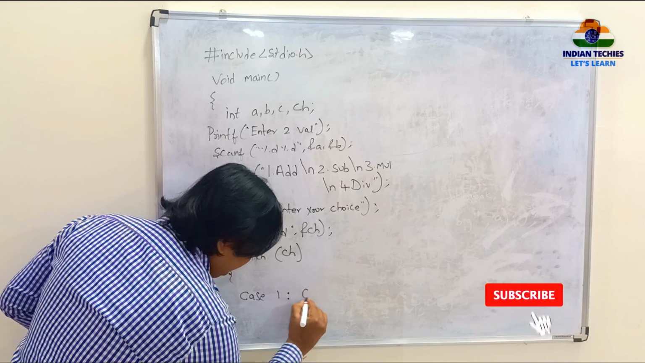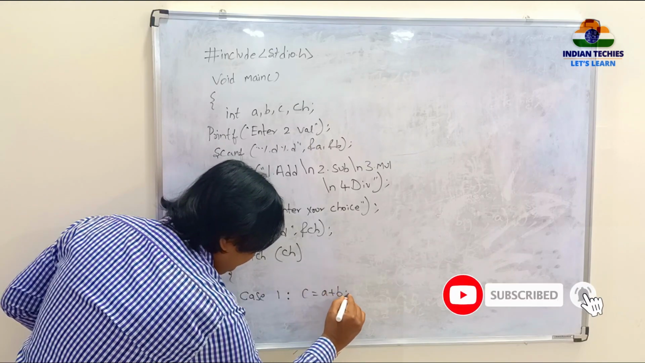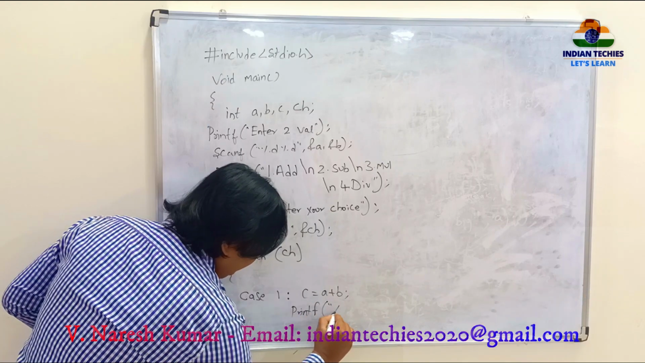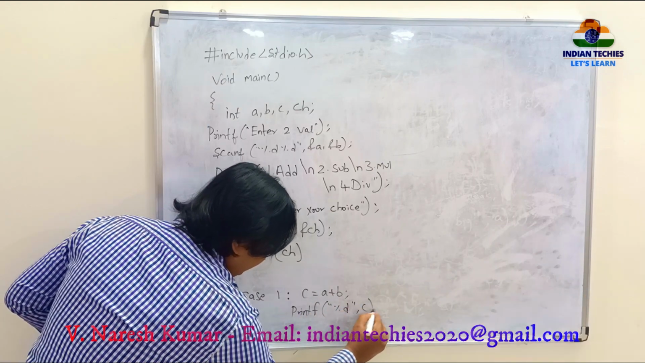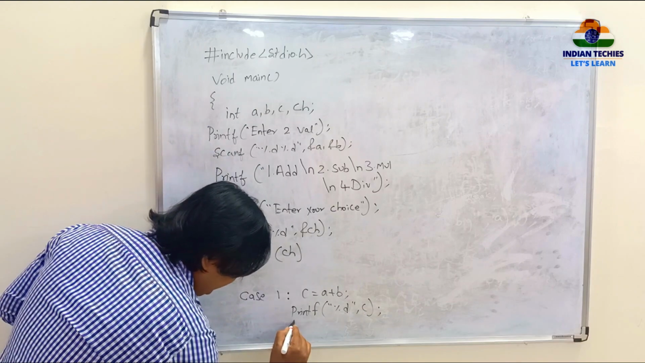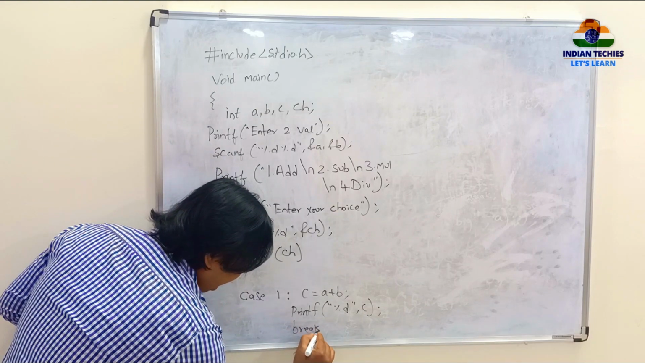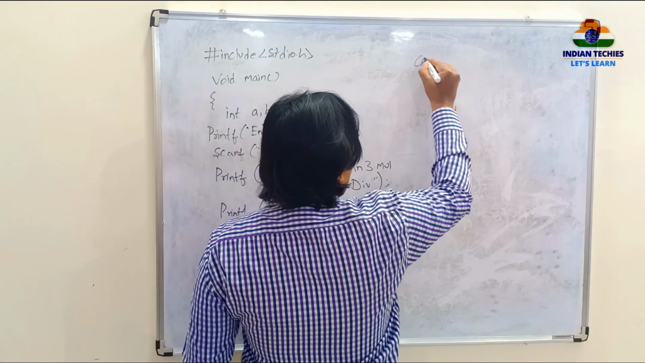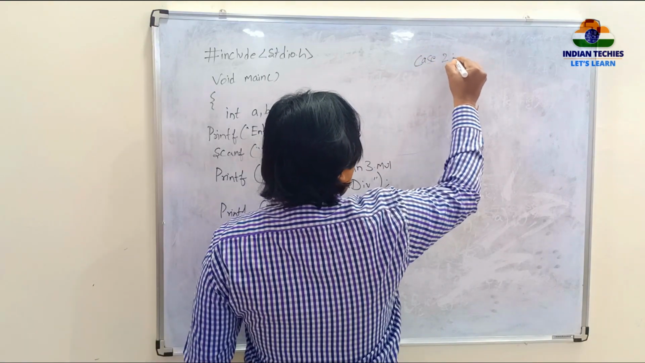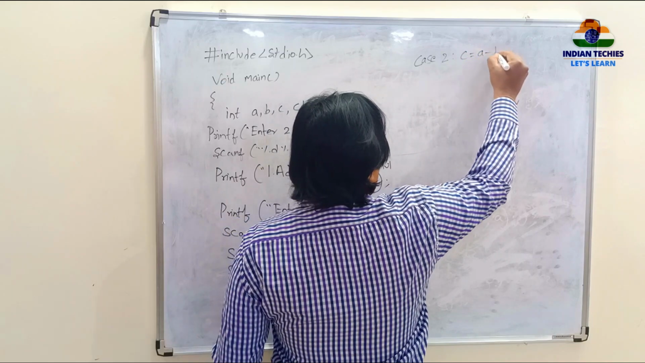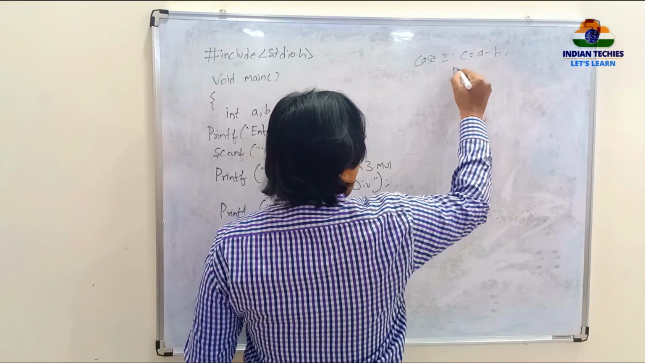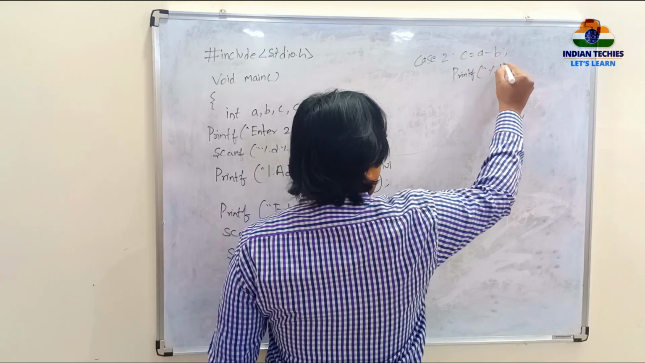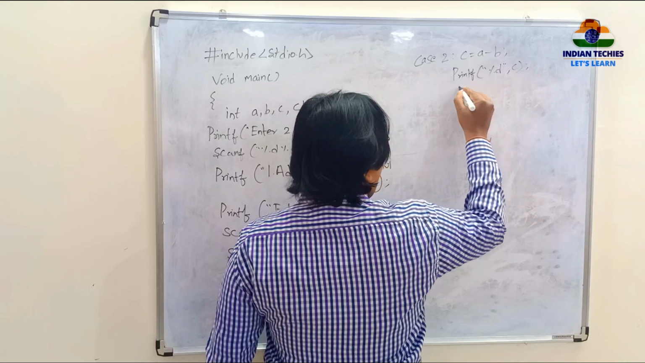What do we have to do in case 1? We should perform addition and printf %d c. Since printing is completed, I am going for break. This is case 1. Next, case 2. What is case 2? c is equal to a minus b, as it is subtraction. So printf %d, comma, c, break.